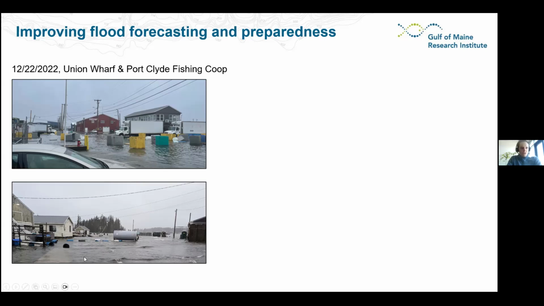This is a small fishing co-op in the mid-coast area of Maine. I talked to some fishermen here. They said they lost tens of thousands of dollars of bait just from the barrels sitting too low and tipping over. So these are relatively avoidable impacts.